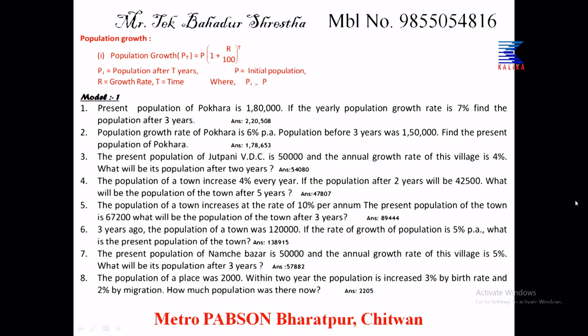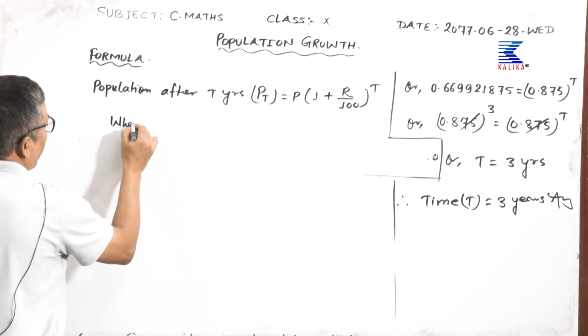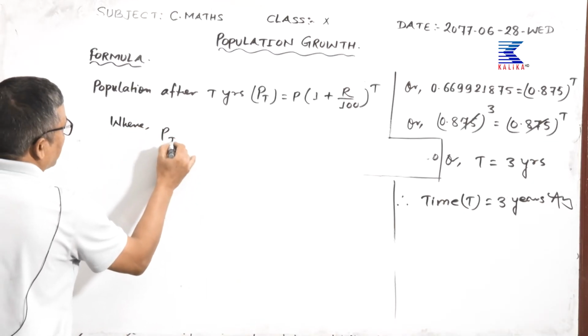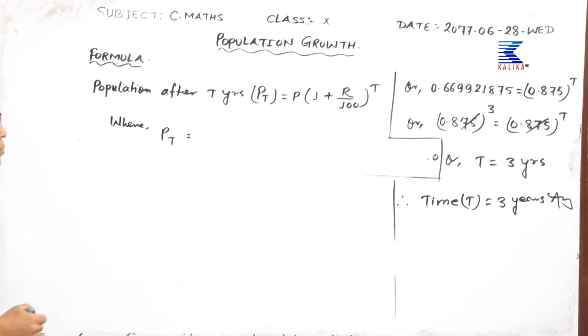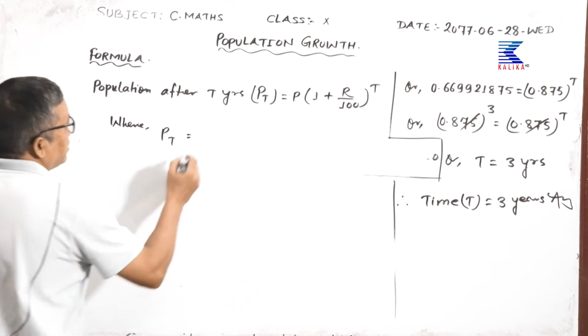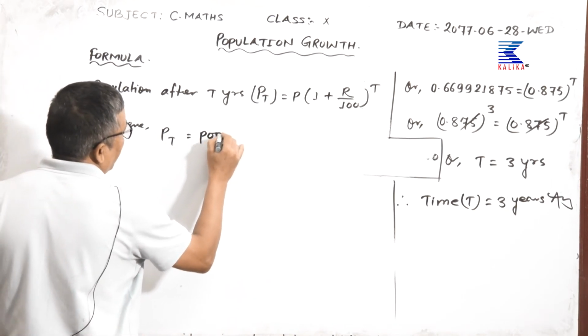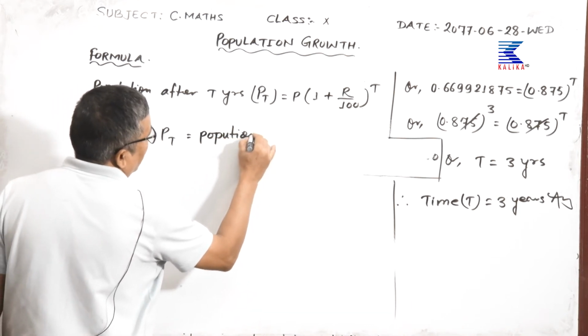Growth means increase. So, here it is plus, whereas depreciation means decrease. So, in compound depreciation, the formula has minus in place of plus here. Where Pt is equal to what? Pt means population after t years.